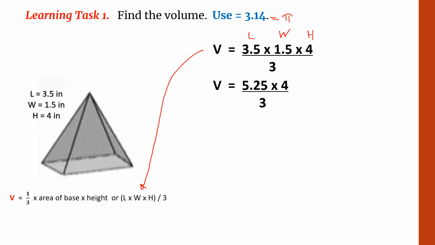Let us continue. V equals 5.25 times 4 all over 3. Saan galing ang 5.25? It is the product of 3.5 and 1.5. Next, we have 21 over 3. And 21, of course, came from 5.25 times 4. And what is 21 divided by 3? Obviously, it's 7, then cubic inches. Ibig sabihin mga bata, ito ang sagot natin dito sa problem na to. Kapag ang given ay rectangular pyramid with a length of 3.5 inches, width of 1.5 inches, and height of 4 inches, ang volume niya ay 7 cubic inches.